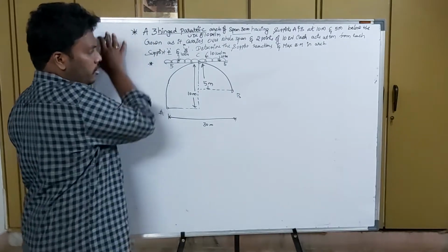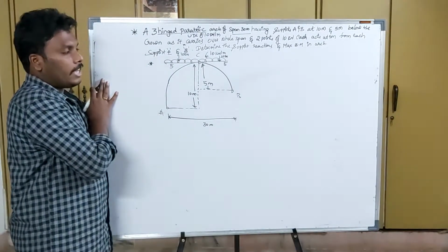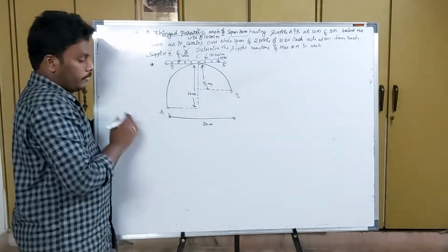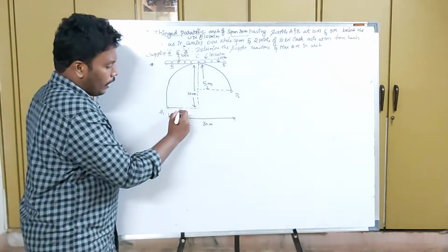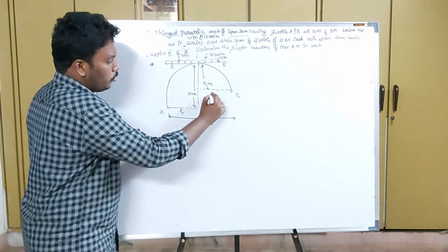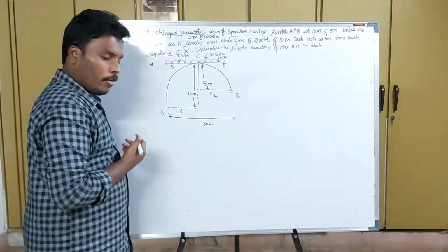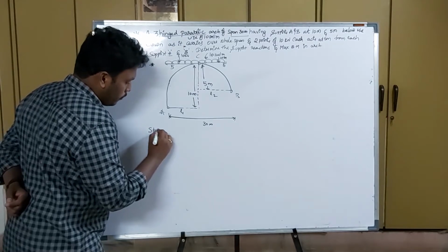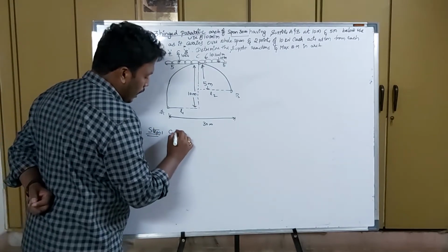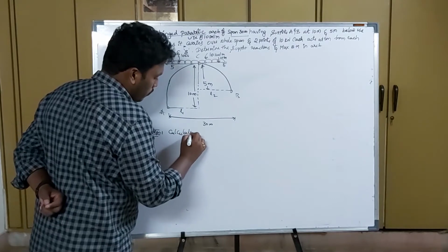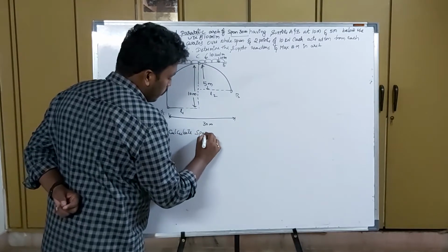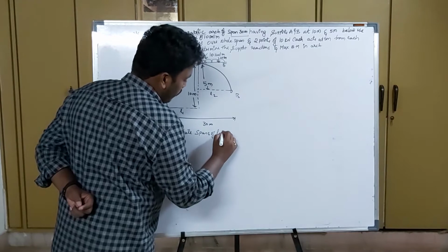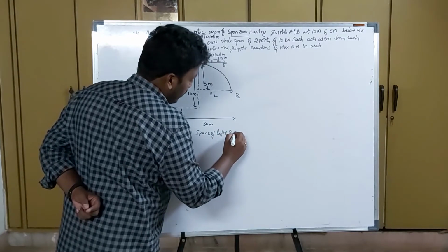So in the question, what should we calculate as the first step? What did we understand earlier? If they do not give the value of L1 and L2, we need to calculate the value of L1 and L2. So step 1, calculate spans of left and right side.